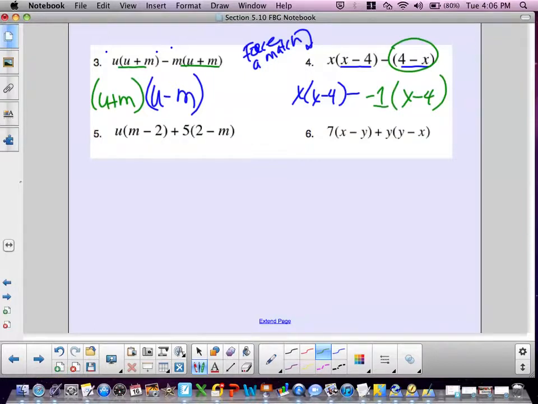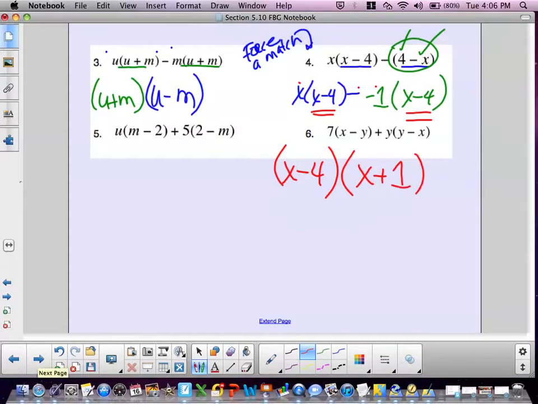If I distribute the green negative 1 back into the green binomial, you can see that I haven't changed anything. Negative 1 times x gives me the negative x, and negative 1 times negative 4 gives me the positive 4. So I haven't changed the value of the problem. I'm just simply factoring out a negative 1. And now what I've done is I've created a match. I have matching binomials in the x minus 4. So if I write x minus 4 one time, then the binomial factor that goes with that would be the x minus negative 1, or simply x plus 1.